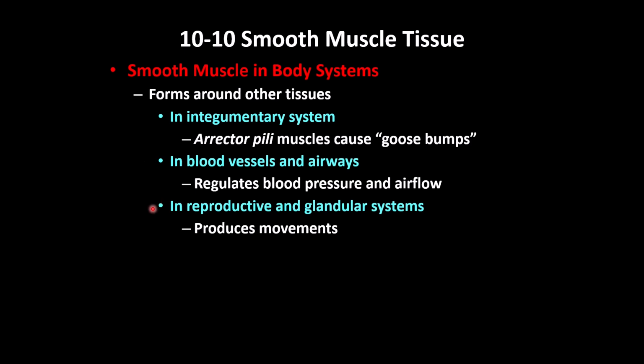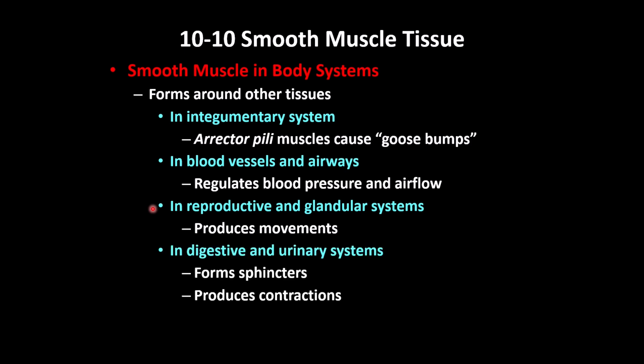In the reproductive system, it can carry a sperm or ovum, and in the glandular system, it can contract and eject secretions, exocrine secretions. In the digestive system, it carries or moves food and feces. In the urinary system, it can move urine.